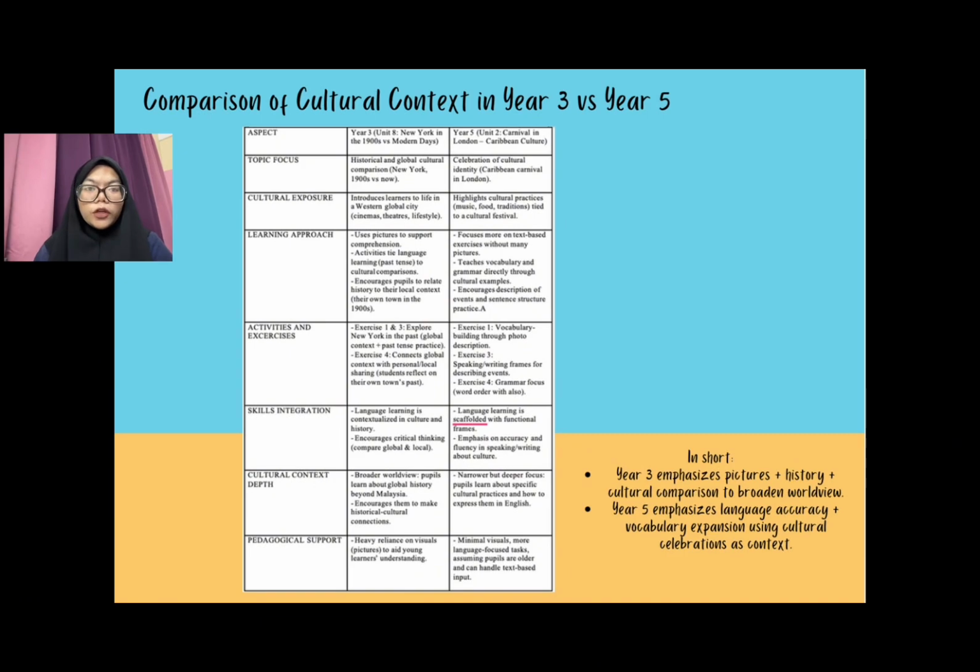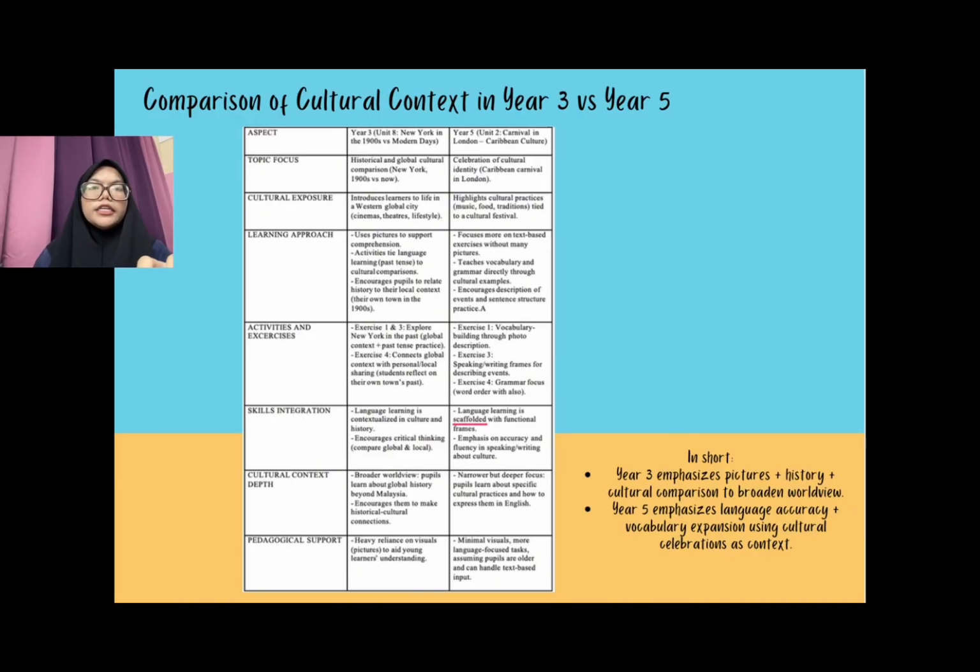And lastly, I'm going to talk about the pedagogical support. For the Year 3 textbook, it relies heavily on visuals or pictures to aid young learners' understanding. But in the Year 5 textbook, it has minimal visuals and more language-focused tasks, because we are assuming pupils are older and can handle text-based input.